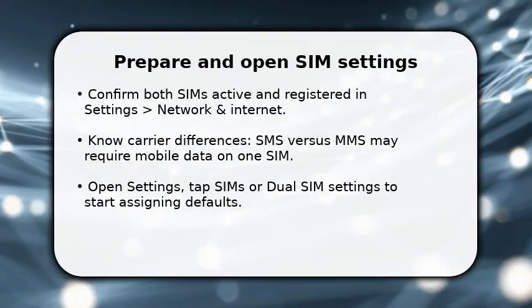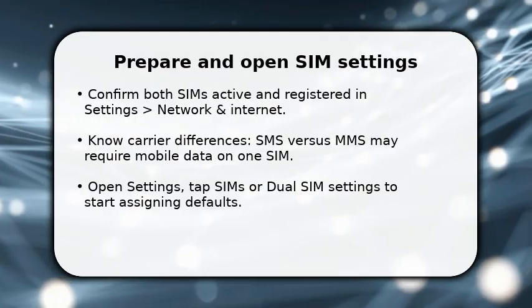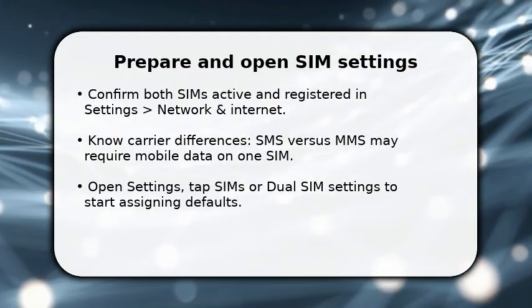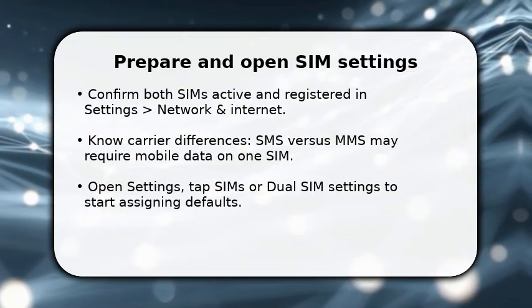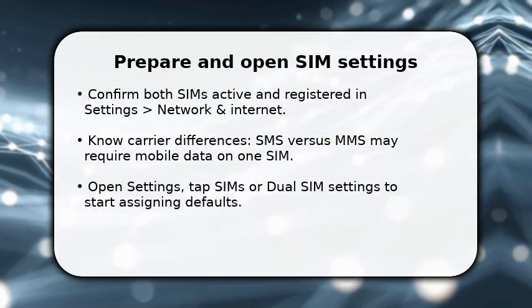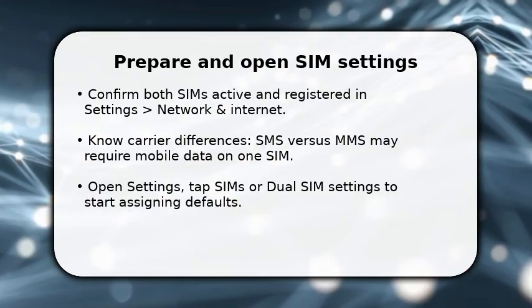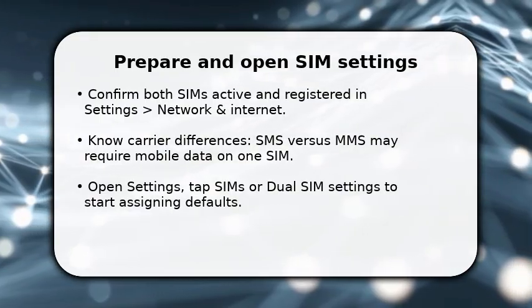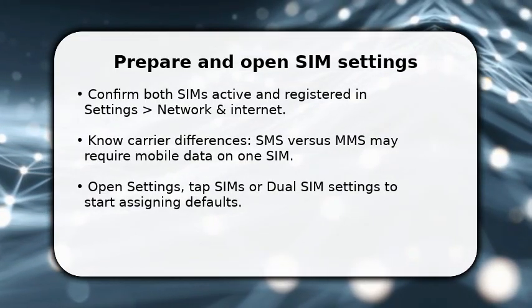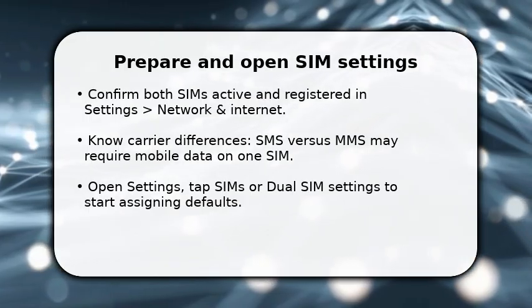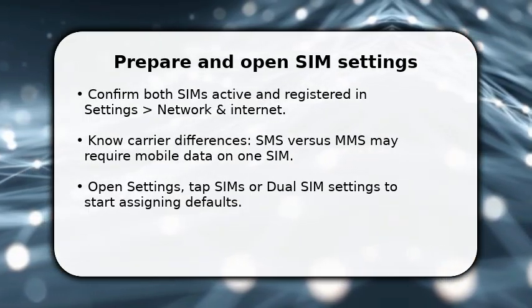You'll start by confirming both SIM slots are active and show network bars. This ensures messages can route. Once that's checked, open Settings and go directly to SIM or Dual SIM settings. Make sure you understand that SMS can route independently from mobile data-dependent MMS, which matters when choosing SIM2.